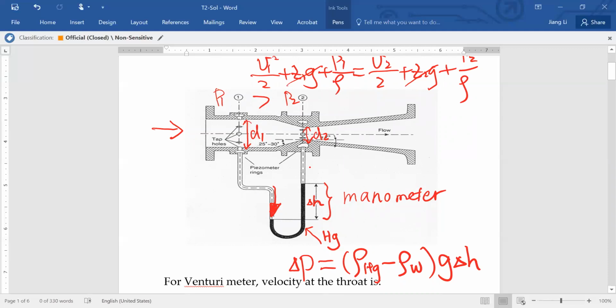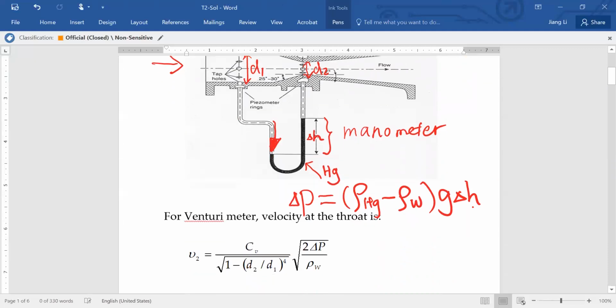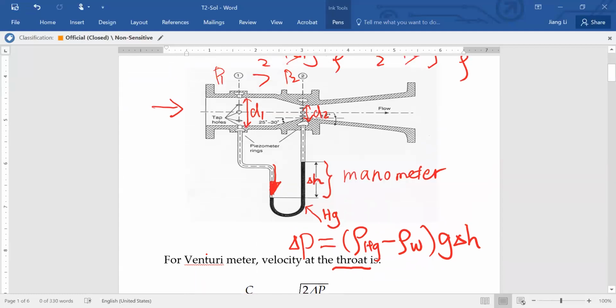Okay, now if you understand how it works, finally you can see this will be the formula to calculate the velocity at point 2, meaning the velocity at the throat. So this is V2, it's not V1, it's V2. If you want to know the velocity inside the pipe, you still can apply A1 V1 equals A2 V2 once you determine the V2 here. All right, so this is how a venturi meter works.